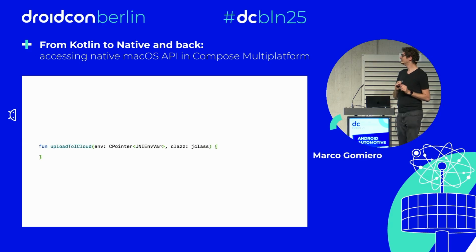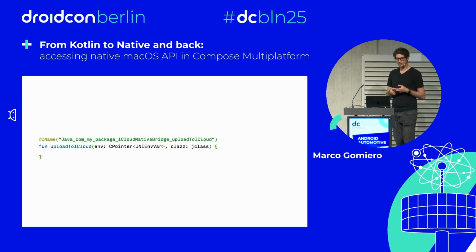However, it's not enough, because we need to tell the JNI how to connect the dots. And the funny thing is that the dynamic linking that the JNI does when you interact with it is based on the names that you give the function. So luckily, on Kotlin Native, there's this CName annotation, so you can customize the name that the method will have when it's going to be exported in the library.